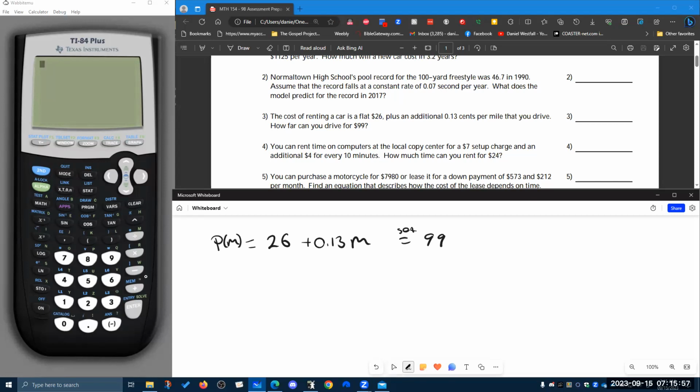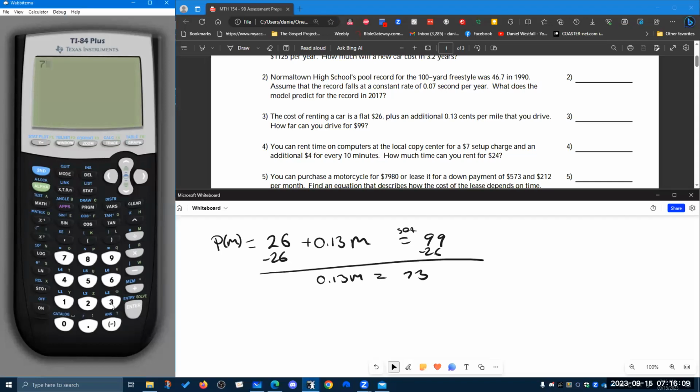I'm going to subtract 26 from both sides. 0.13 m is equal to 73. 73 divided by 0.13 equals 561.538, and so on.